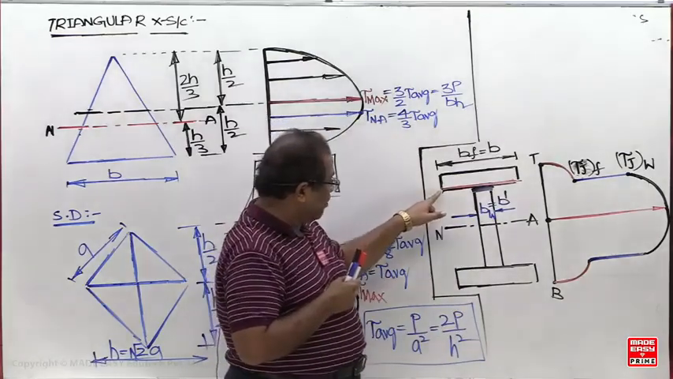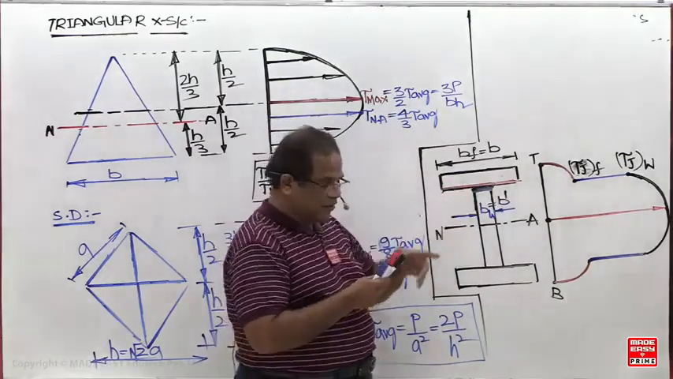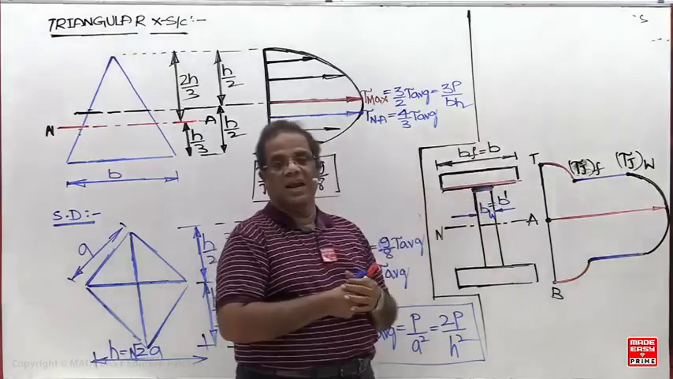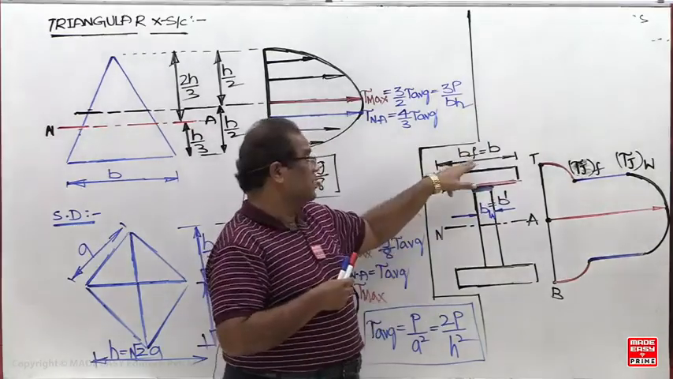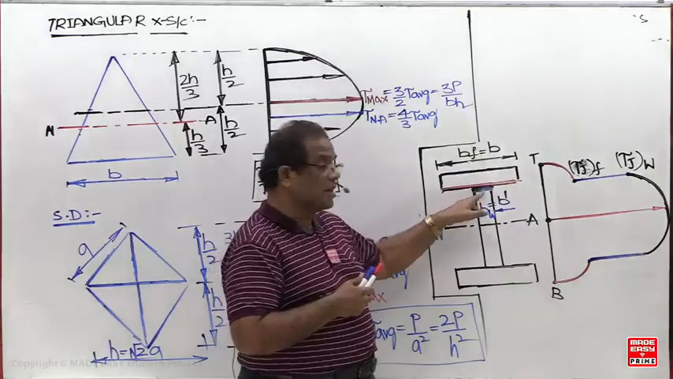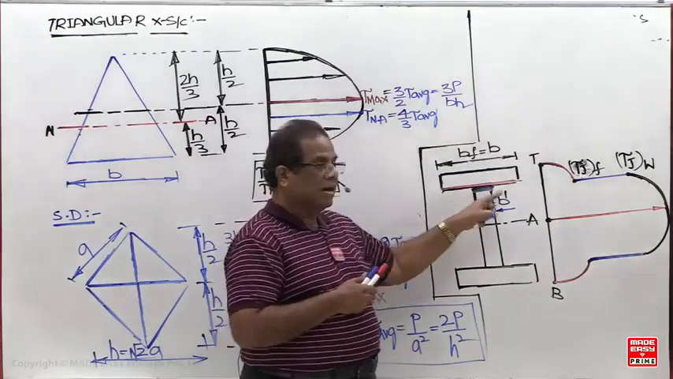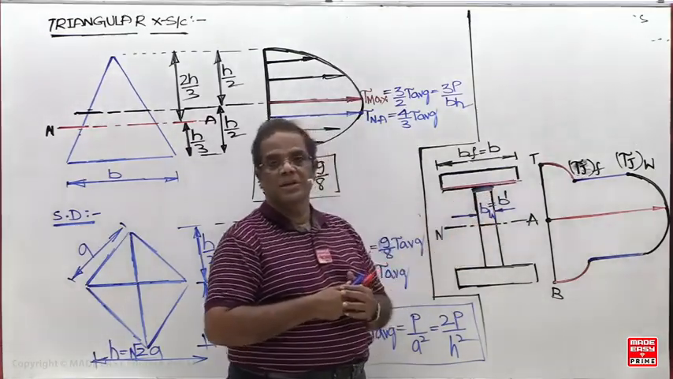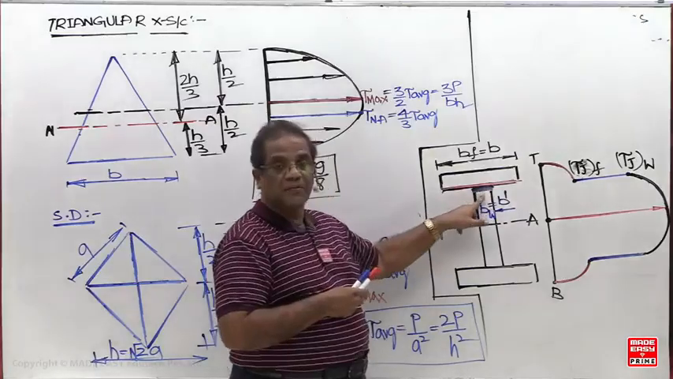Now if you take any point on this red color line, what width do I have to take? B I have to take. But when I am calculating the stress at any point on the blue color line, which width do I have to take? B dash. So here the width is going to be less, therefore stress is more.